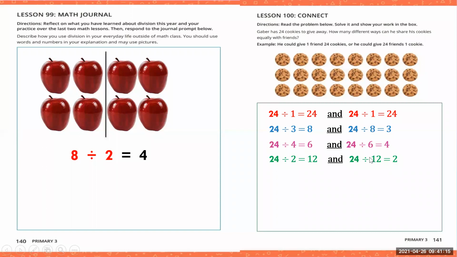So here we have many multiplication equations that give me the product 24. 1 times 24 equals 24. 3 times 8 will give me 24. 4 times 6 will give me 24. 2 times 12 will give me 24.